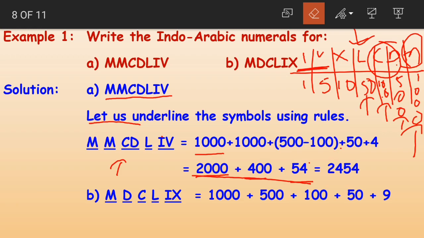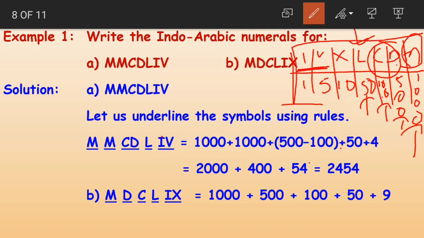First, what did we do? We underlined the symbols using the rules. And we wrote our Roman symbols chart here. Then we got the final answer of MMCDLIV as 2454.